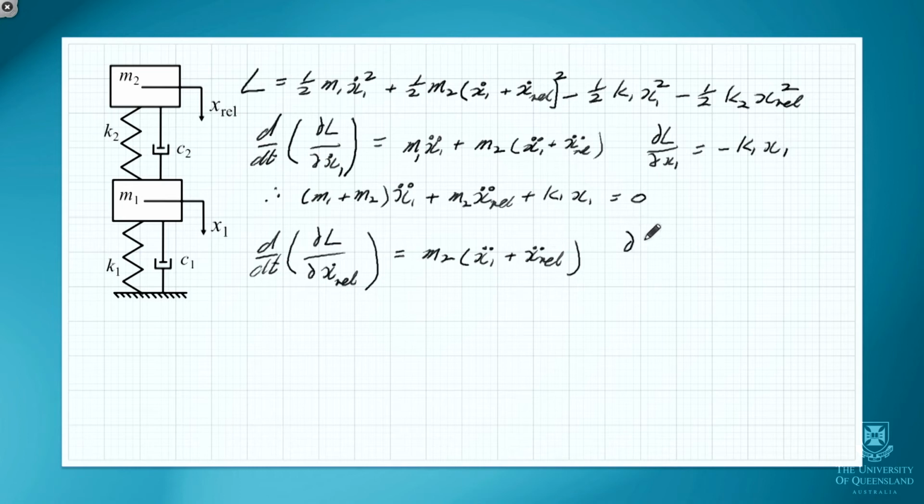And the partial of L with respect to xrel just picks up the energy stored in the second spring, which is k2 xrel.